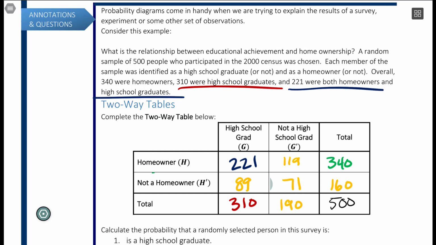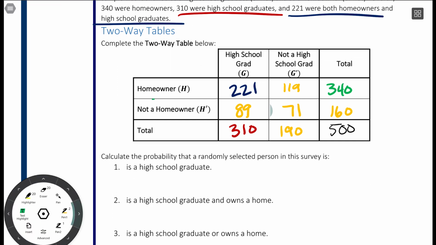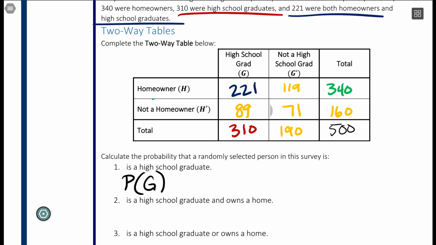Two-way table is complete. Now we're going to be able to start to answer all kinds of interesting questions, so let's get to it. Calculate the probability that a randomly selected person in this survey is indeed a high school graduate. So if I want to look at those that are high school graduates, that's going to be looking at the probability that somebody is in that G group, right? So probability of G, we're going to use the same notation that we learned last time.